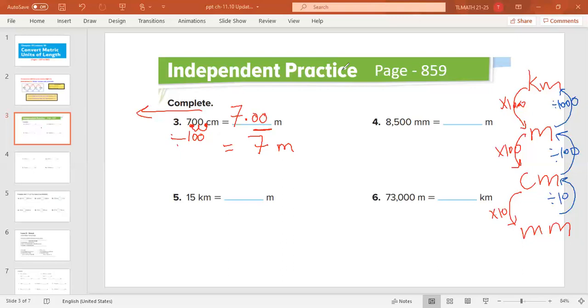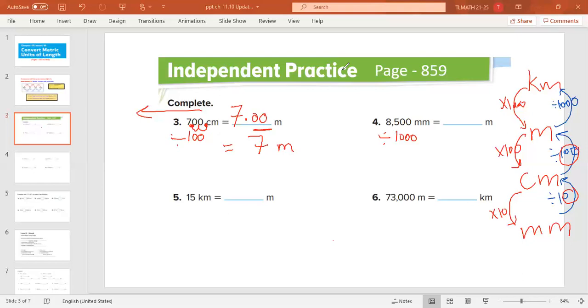So here, from millimeter to centimeter, I'm going to divide by 10. Centimeter to meter, I'm going to divide it by 100. Now to make it as 1 step, I can count how many zeros I have. Here is 2, here is 1, so I'm going to divide it by 1000.